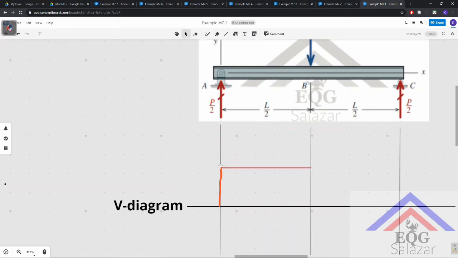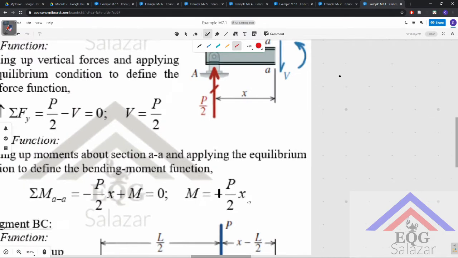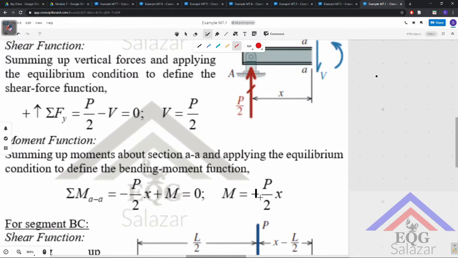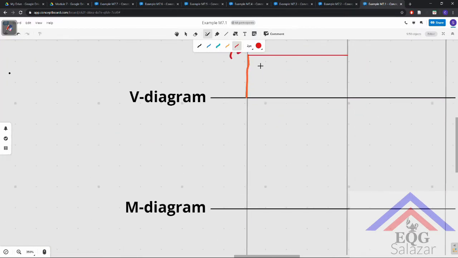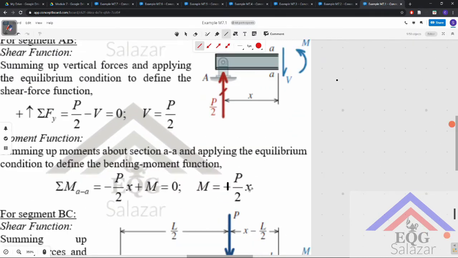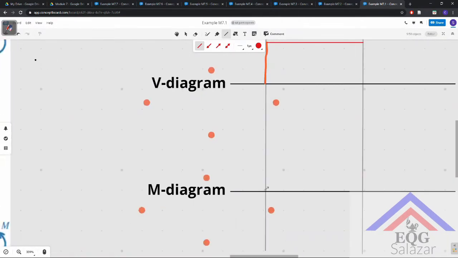Okay, so I change this to red, P over 2. All right, so from A to B, also here, that is positive P over 2 times X, meaning that it is linear. So it increases as X increases, and therefore this is supposed to be a line from 0, because we start at X equals 0, until X equals L over 2. So it's from here all the way up to there.